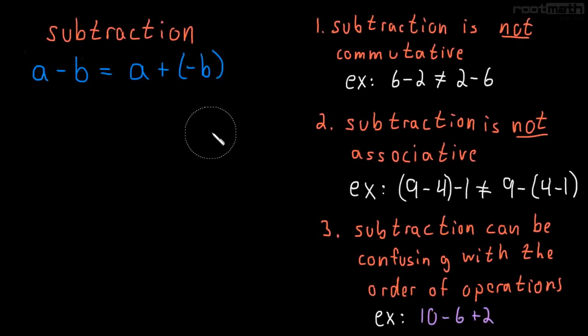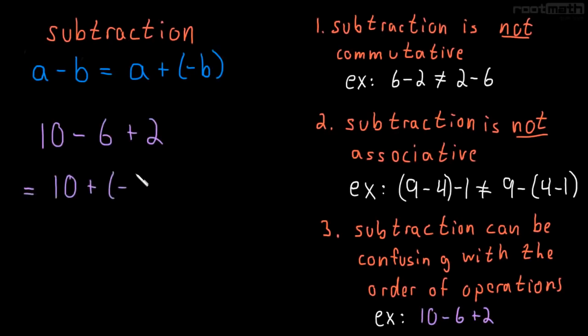Okay, and finally, let's look at our third example. Does this fix the problem? So 10 minus 6 plus 2, if we think of this as 10 plus negative 6 plus 2, now if we do the negative 6 plus the 2 first, we would get negative 4 from that. So 10 plus negative 4, which is equal to 6. So even though we did the negative 6 plus the 2 first, we got the right answer.